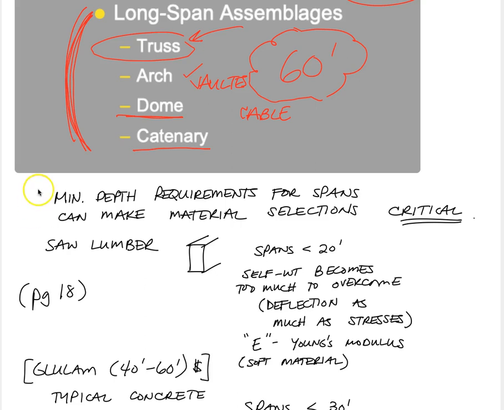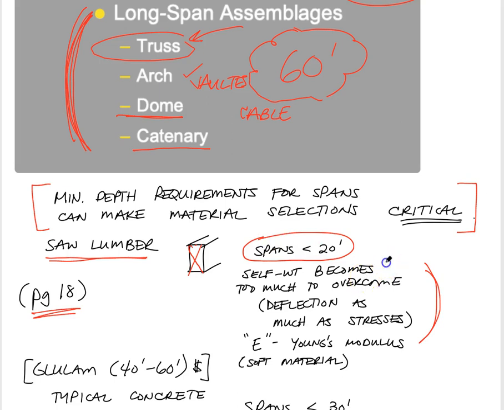So what we end up getting into is not only strength design, but also depth requirements. That depth requirement comes from not only stress analysis, but also from deflection. For instance, for sawn lumber, which would be a full section right there. So this would be your typical sawn lumber. This is on page 18 in your handbook. But those spans generally are going to be less than 20 feet.